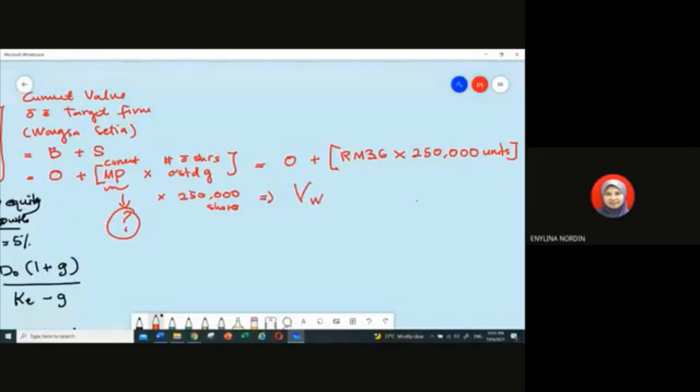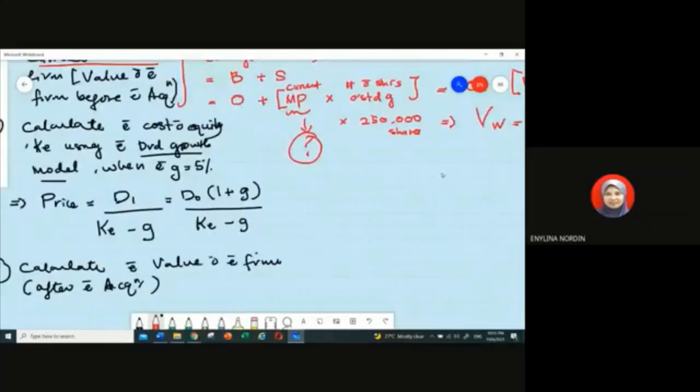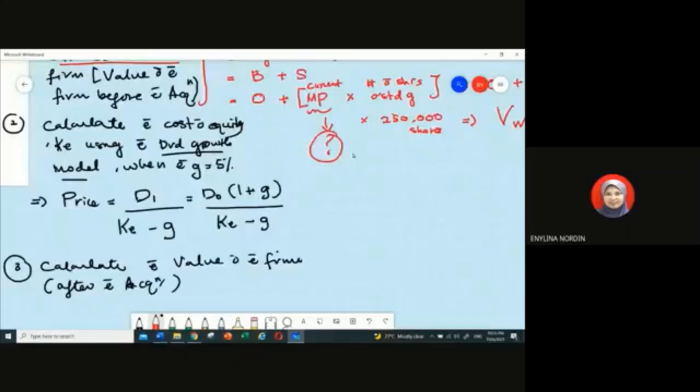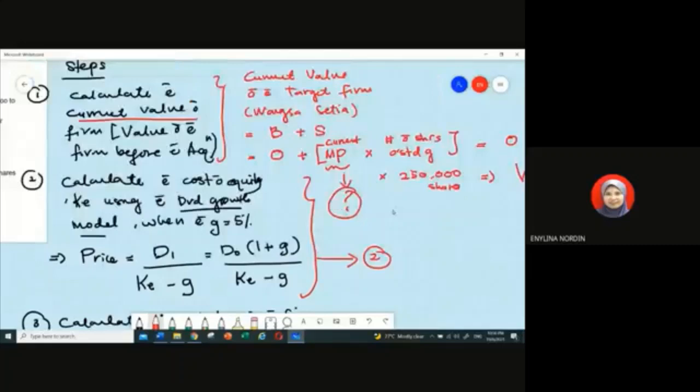Therefore, you can get the current value of Wangsa Setia. I put W, which stands for Wangsa, equals 36 multiplied by 250,000. That means you will get 9 million ringgit. So this is the current value of Wangsa Setia before the merger. That is for the first step. Next we go to the second step, using the dividend growth model.